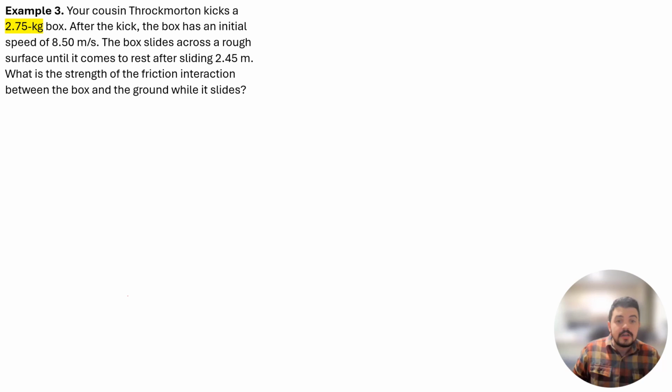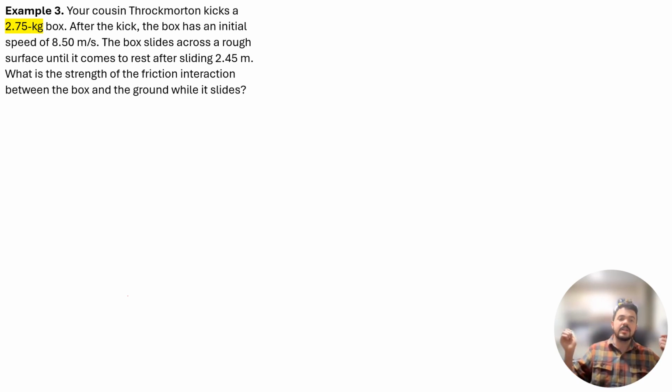Your cousin Throckmorton kicks a 2.75 kilogram box. After the kick, it has an initial speed of 8.50 meters per second. The box slides across a rough surface until it comes to rest after sliding 2.45 meters. What is the strength of the friction interaction between the box and the ground while it slides?